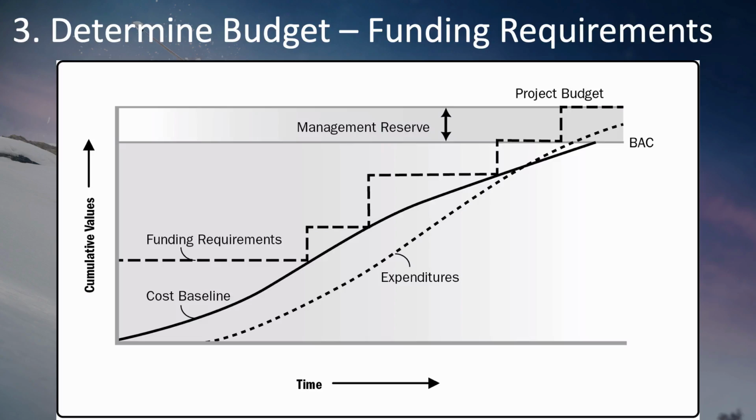In this example, it shows a project with a cost baseline down the middle, with a little bit of an S-curve to it, and it shows the funding requirements along the way. It shows this as a stair step in this dashed line of how much funding you expect or need to have at different points along the way in your project. By graphing that across time, you then end up with a time-phased budget. In other words, your funding requirements.